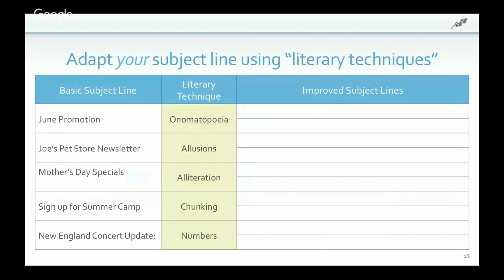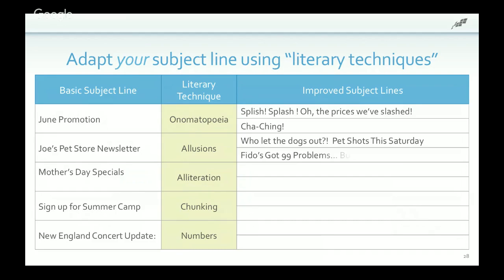So here's some ways to adapt our subject lines using some of these literary techniques. So the June promotion, onomatopoeia might be: splish splash, oh, the prices we've slashed. Or cha-ching. Joe's Pet Store newsletter, allusions: who let the dogs out? Pet shots this Saturday. Fido's got 99 problems, but fleas ain't one. Mother's Day specials, alliteration: make mom's morning miraculous. Or cards, candy, and one cozy couch.